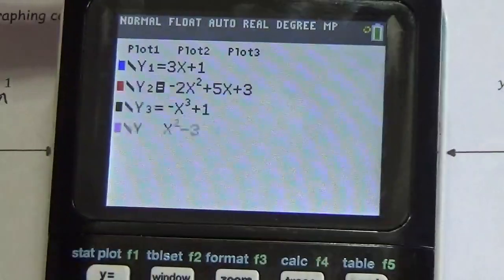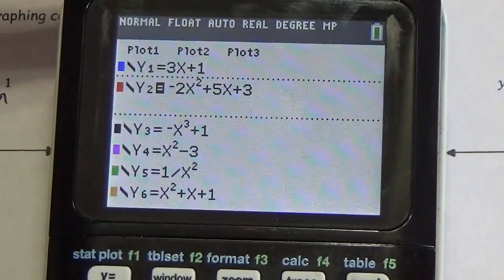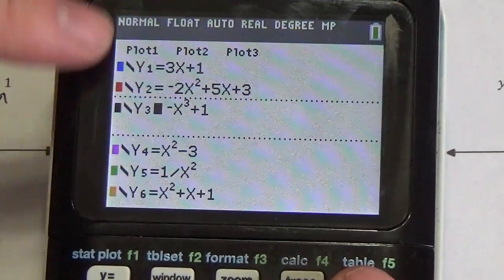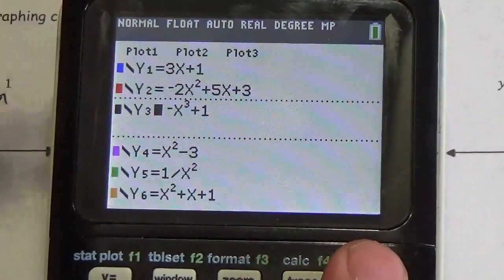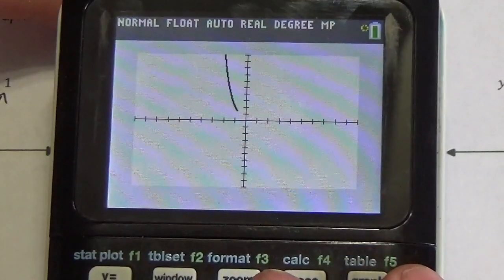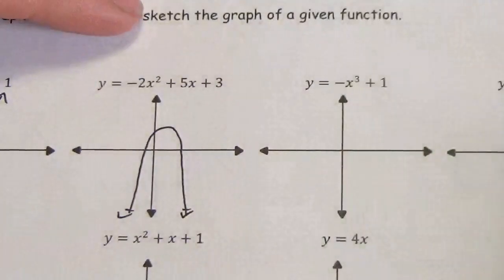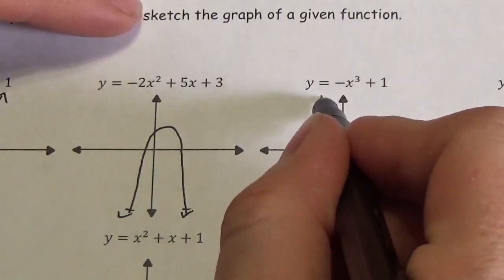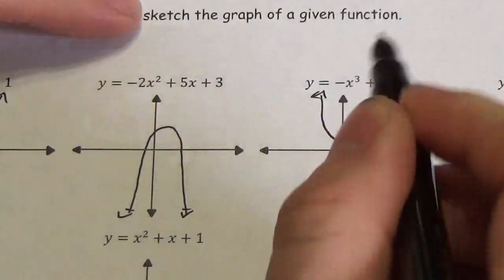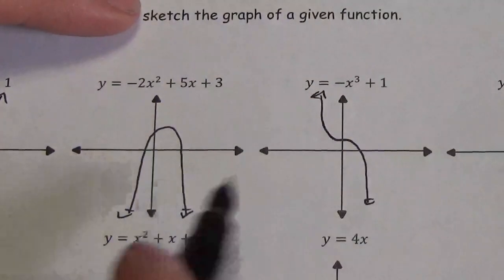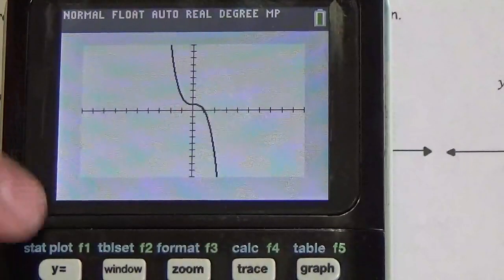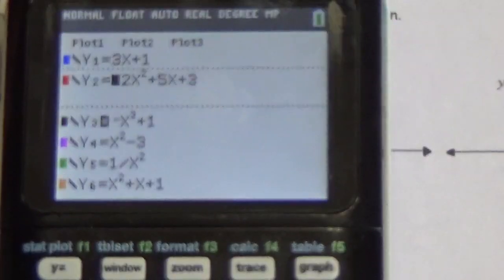Next one, go back to y equals, come down here, let's turn this one off, turn this one on. Now this is negative x cubed plus 1. Now we haven't talked about what happens if you've got a cube up there, but let's take a look. Okay, so that does something a little weird. It comes down like this, kind of levels out and then drops back down again. Well, that's not like the line or the parabola. That's something a little bit different there. Well, that's interesting.